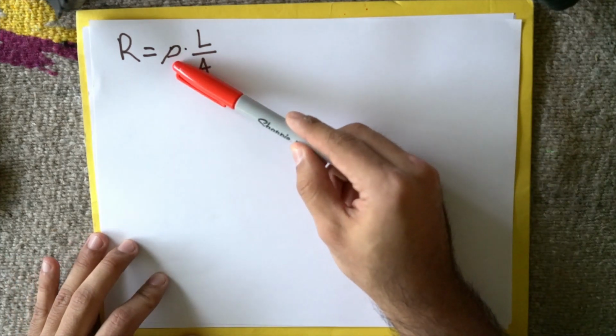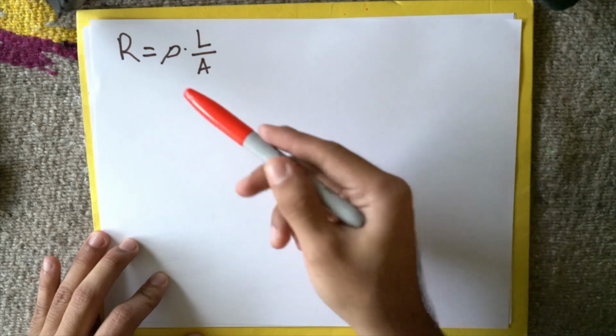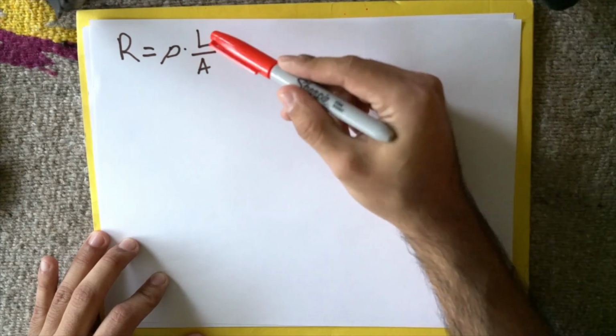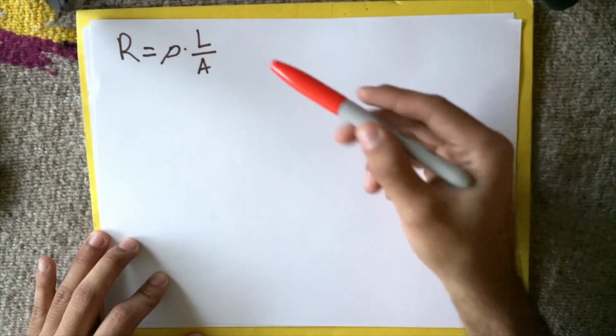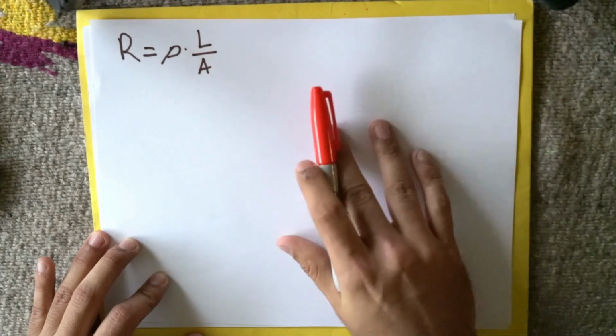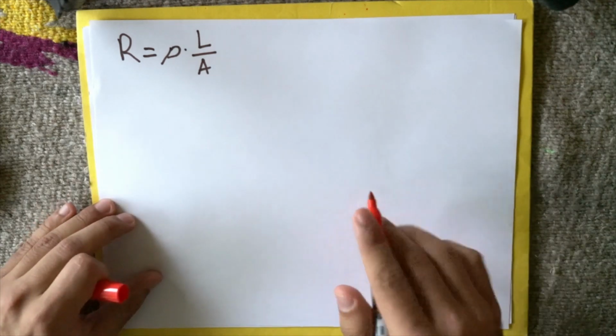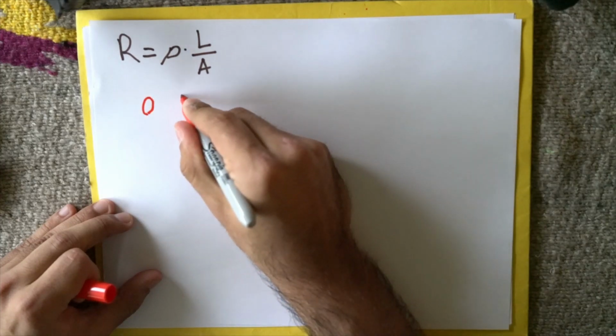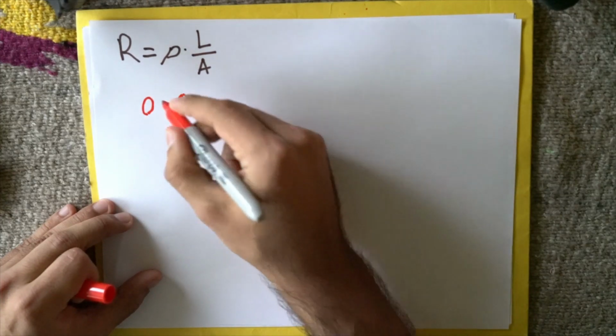This rho that looks like a funky P is actually called resistivity, which refers to the resistance of an object. So this is the length of the wire, and this is the area of the wire. So you all know I am a phenomenal artist. This is a beautiful cylinder.